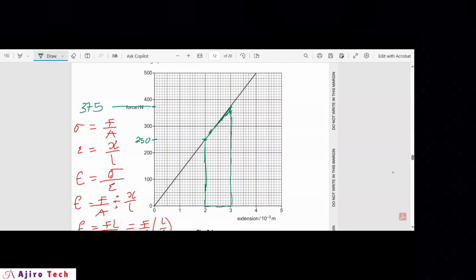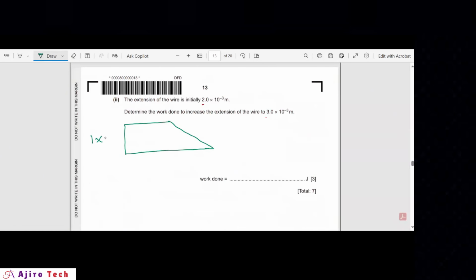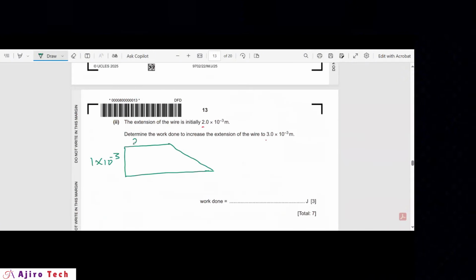If we put it out, I will turn it the other way around. The trapezium is going to be this way. This is the height, which is 1 exponential minus 3. That's the height. 1 is 250, that will be 250 here. Here it will be 375. So that's going to be (A plus B) times H over 2. That will be the work done.